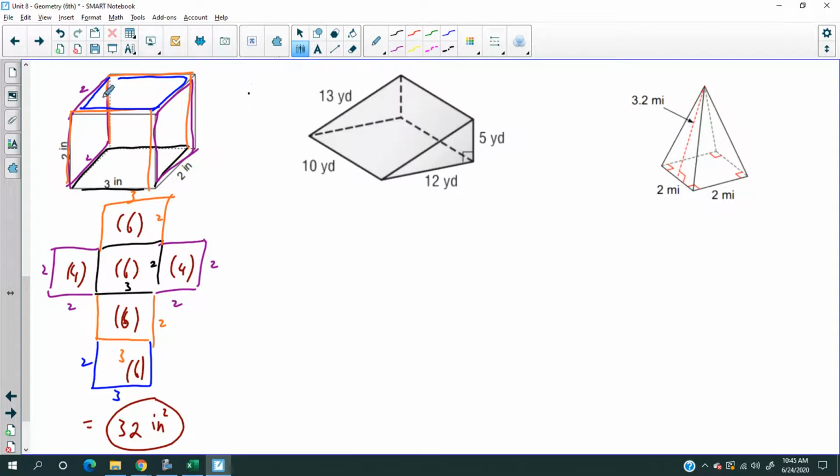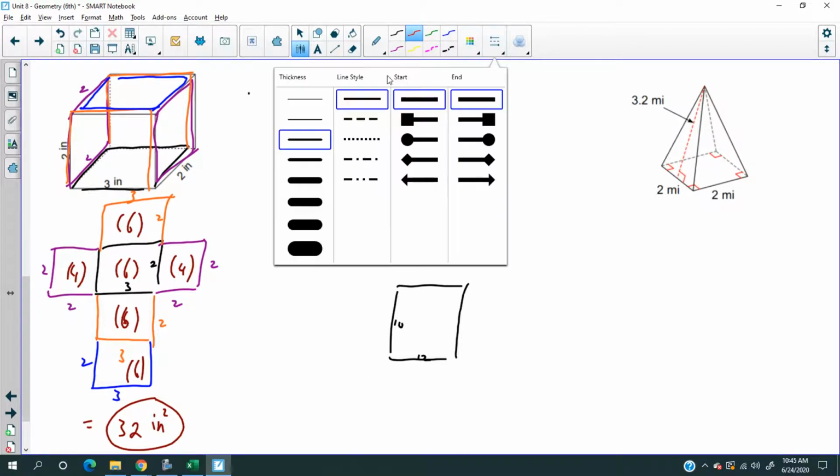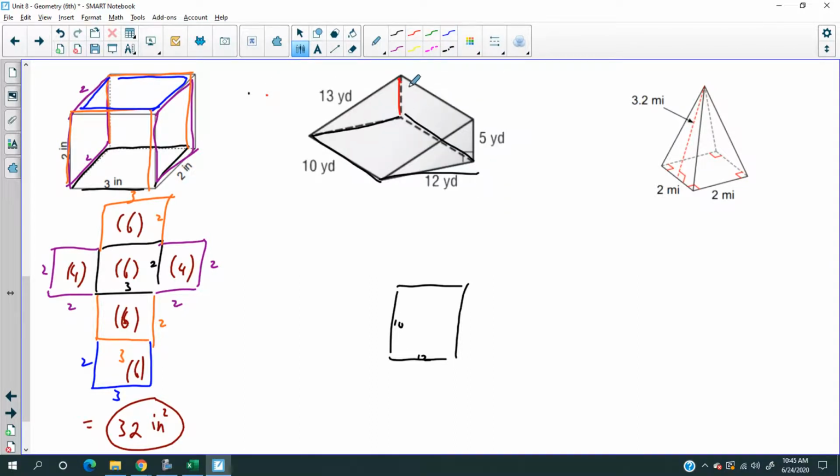Let's start at the base, which is this one, the 10 by 12 right down here. Now I have 3 rectangles and 2 triangles, right? That's what these kinds of shapes do. So let me get this. I'll try this right here. Very small rectangle. So this is 5, and so this is 10.